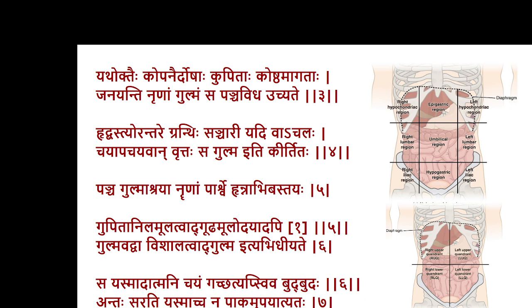Anyway, a palpable mass which is either fixed or movable and which tends to have a waxing and waning course, Chayapachayavan, and where the borders are clearly palpable, that's Bruttaha, that kind of mass is considered as a Gulma. Pancha Gulmashraya Handuna Parshya Sunnabhishasyaha.